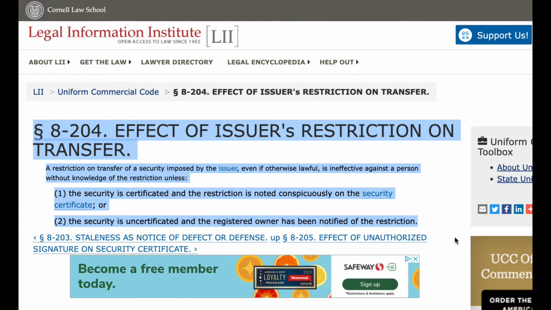Paragraph 204. Effect of issuer's restriction on transfer. A restriction on transfer of a security imposed by the issuer, even if otherwise lawful, is ineffective against a person without knowledge of the restriction unless 1. The security is certificated and the restriction is noted conspicuously on the security certificate, or 2. The security is uncertificated and the registered owner has been notified of the restriction.